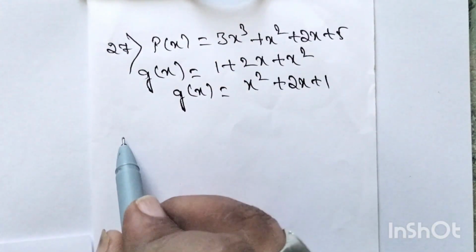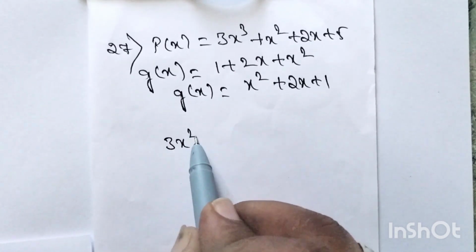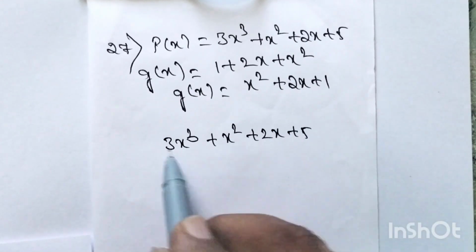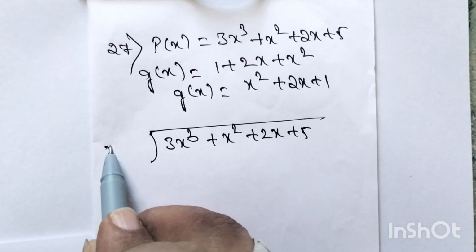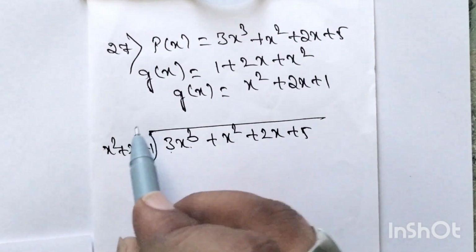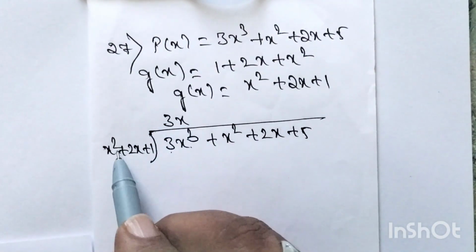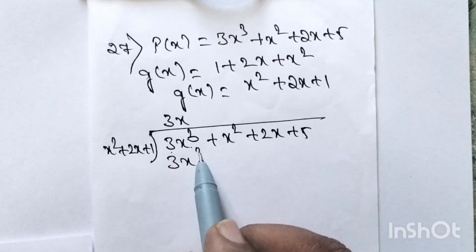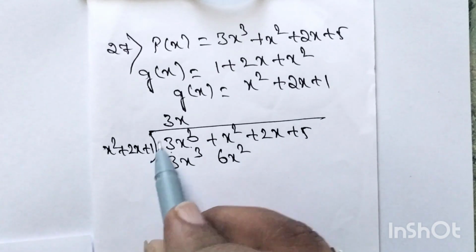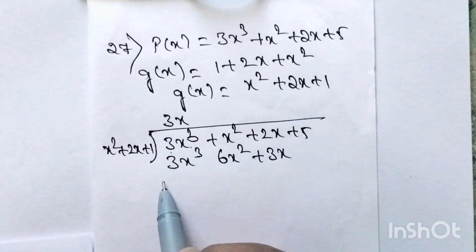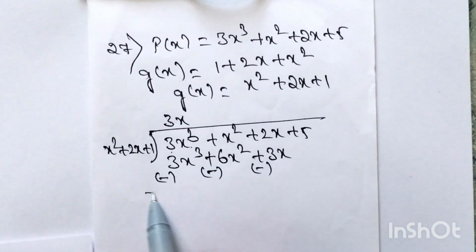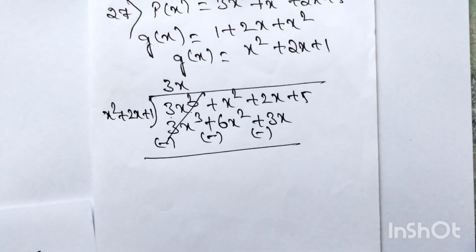So now let us divide 3x cube plus x square plus 2x plus 5 by x square plus 2x plus 1. So here 3x cube is there, here x square is there, so x square is multiplied by 3x. X square into 3x will become 3x cube, 2x into 3x will become 6x square, 1 into 3x will become 3x. Plus becomes minus, so 3x cube minus 3x cube cancel.